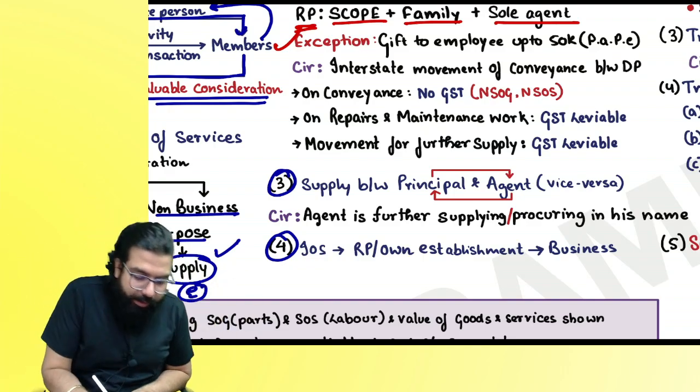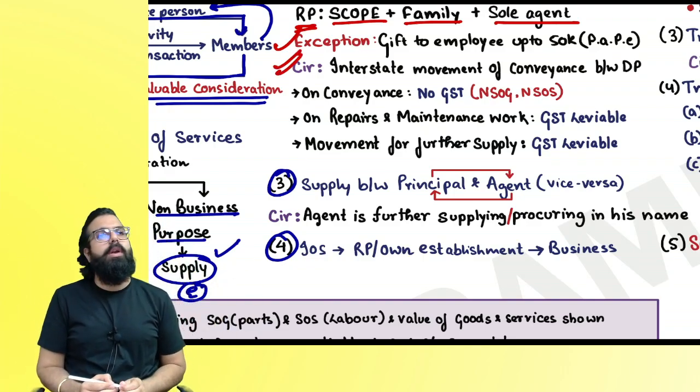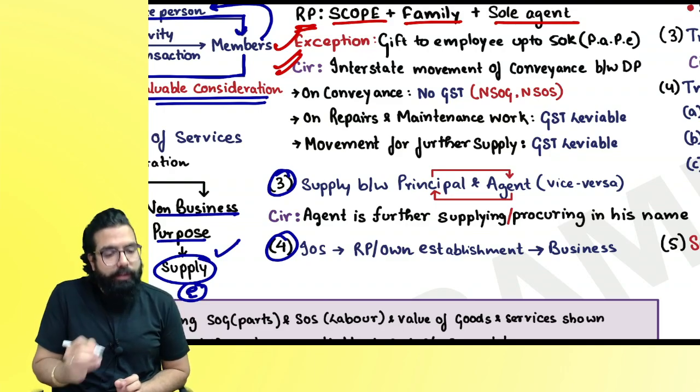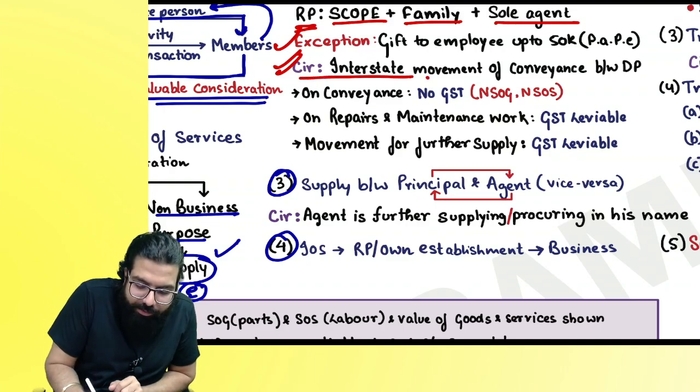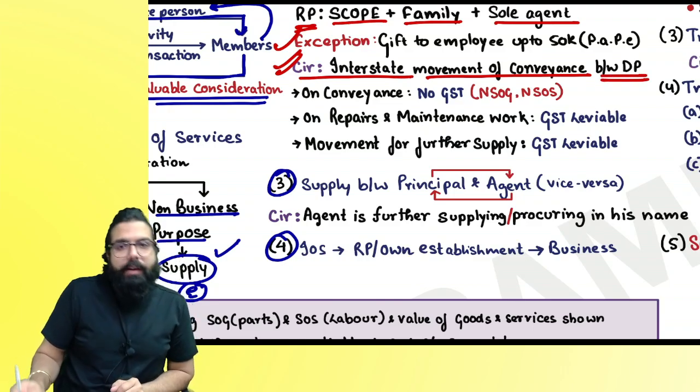Next, over here we have one circular. The circular went ahead and told what? The circular talks about interstate movement of conveyance between distinct persons.